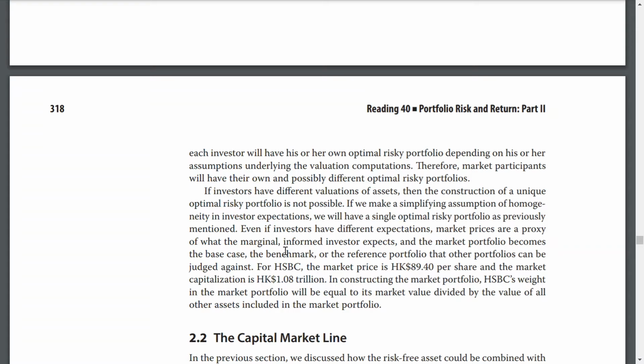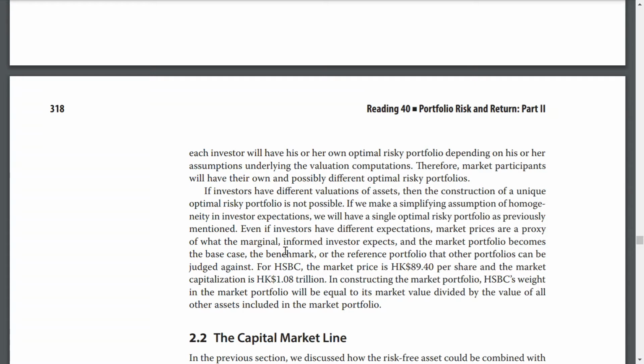If investors have different valuations of assets, then the construction of a unique optimal risky portfolio is not possible, unless we make a simplifying assumption of homogeneity in investor expectations. Then we will have a single optimal risky portfolio. As previously mentioned, even if investors have different expectations, market prices are a proxy of what the marginal informed investor expects, and the market portfolio becomes the base case, the benchmark, or the reference portfolio that other portfolios can be judged against.